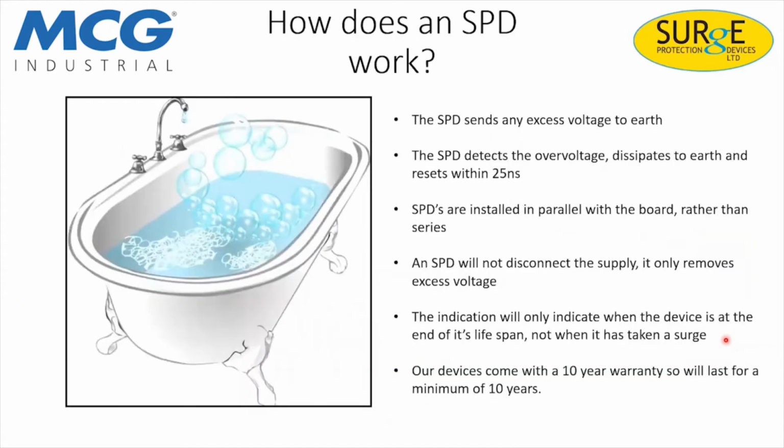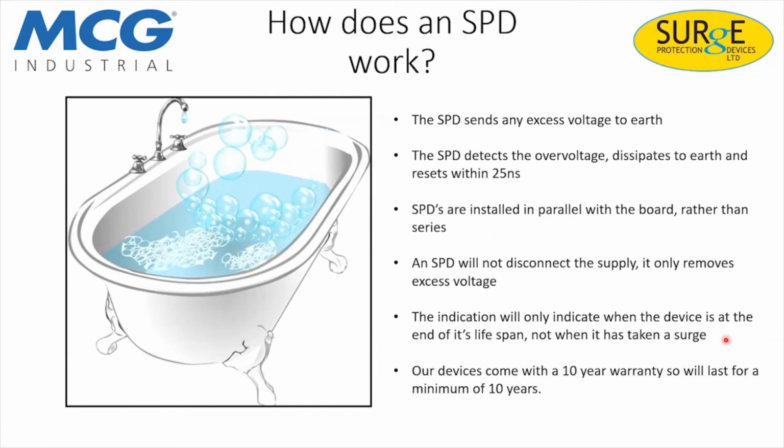So I just want to run through in brief how a surge protection device works. So we know surge devices are there to send our surge to earth. So they essentially send our excess voltage to earth. Now it detects the overvoltages, dissipates it to earth and resets itself within 25 nanoseconds. They're installed in parallel with the board rather than in series. So in other words, they just tap off and monitor the voltage.